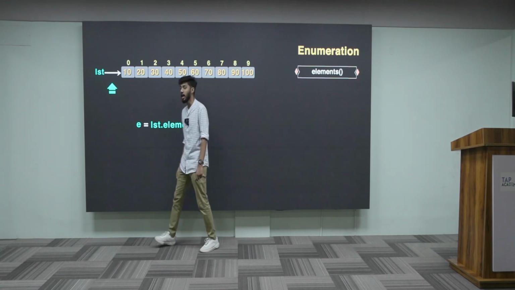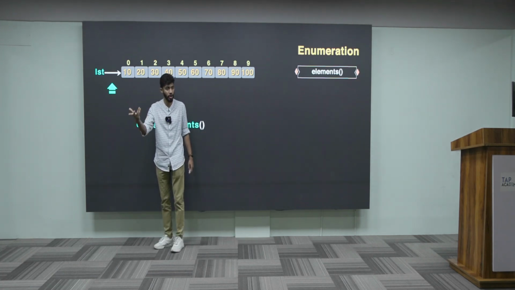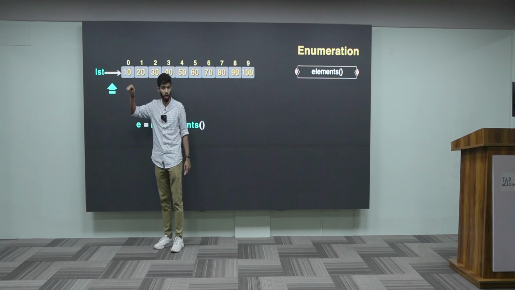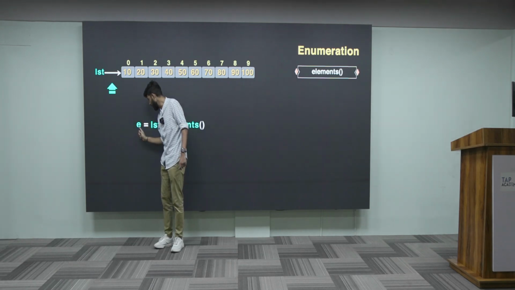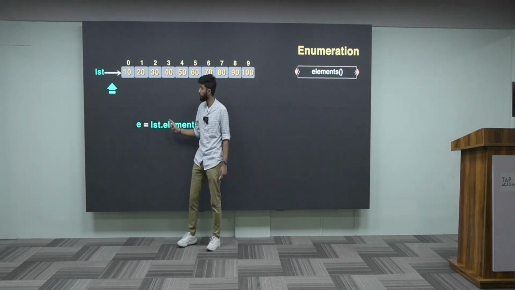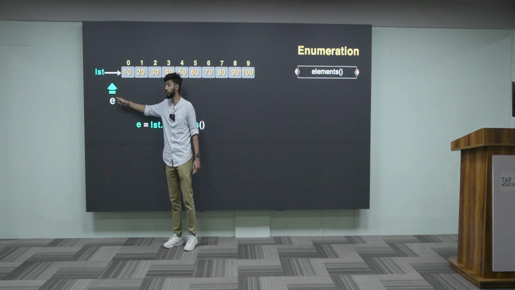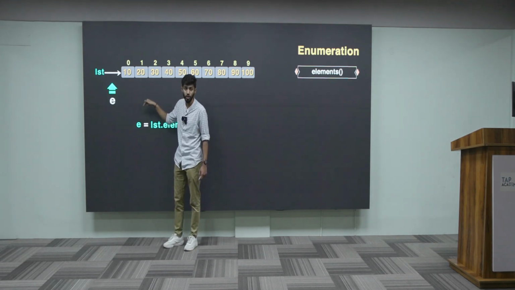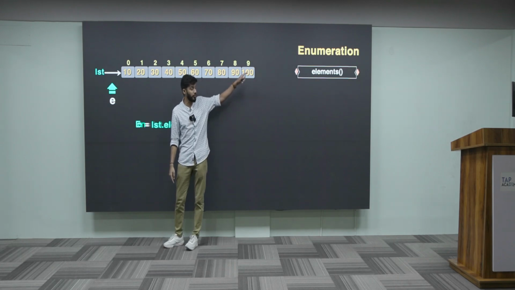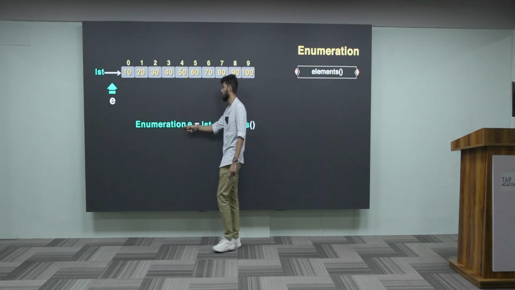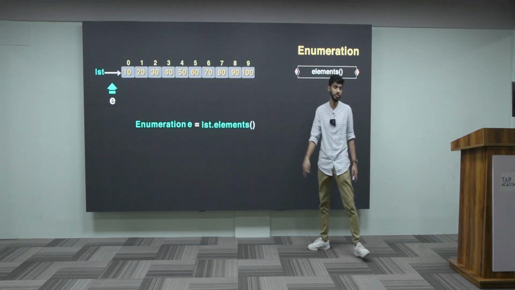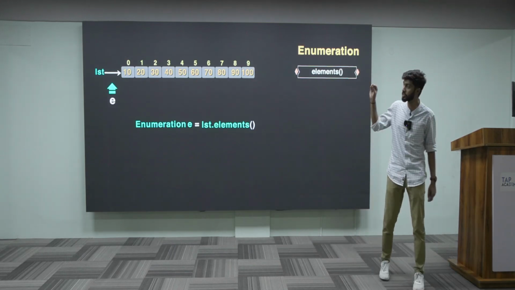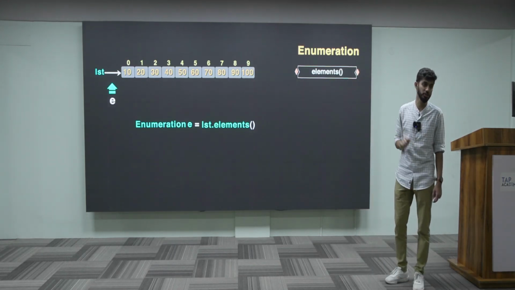And you need to understand that array is an object, string is an object, cursor is also an object. So you need to say this is a reference to the object, which means this is your E. You need to say what is the type of E. What is the type of E, if you ask me? Type of E is nothing but Enumeration. So I will say Enumeration E is equal to lst dot elements. Is that clear to you? So this is how you can create one cursor.